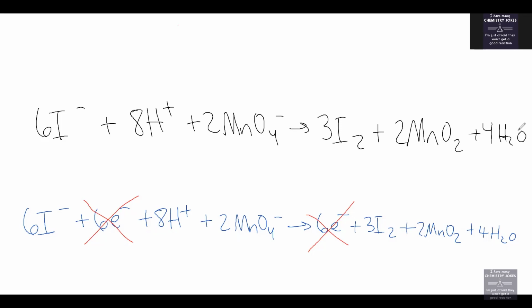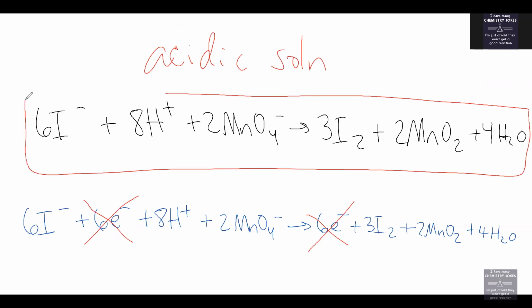Verify that the number of atoms and charges are correct. 6I, 8H, 2Mn, 4 times 2, 8 oxygen, 4 plus 4, 8 oxygen. No charge on the product side. 2 minus, 8 plus, 6 minus. Yep, both sides equal 0. Because my original problem said balance this in acidic solution, this is my final balanced equation because it's in acid.